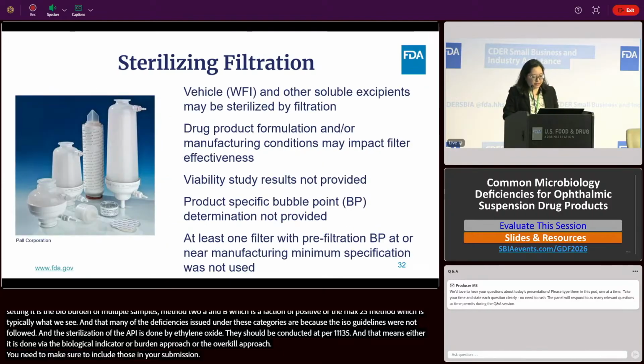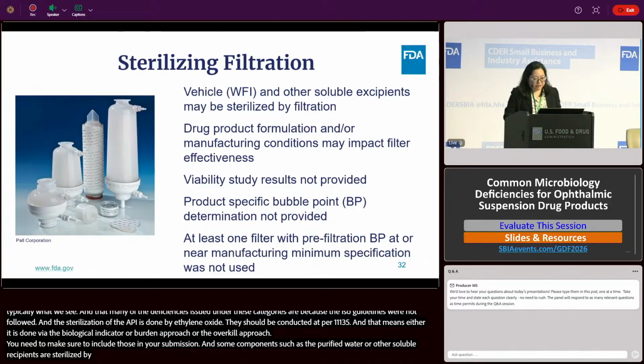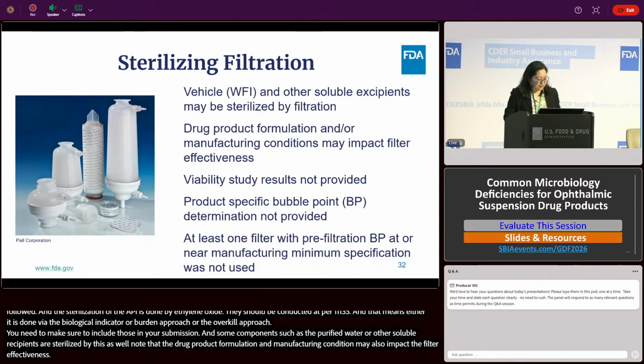So some components, such as the WFI or purified water or other soluble excipients, may be sterilized by filtration. Note that the drug product formulation and/or manufacturing condition may also impact the filter effectiveness. That means that if there is a change in your formulation, like in a supplement or such, that filter may be impacted, and so a new validation study may be warranted.